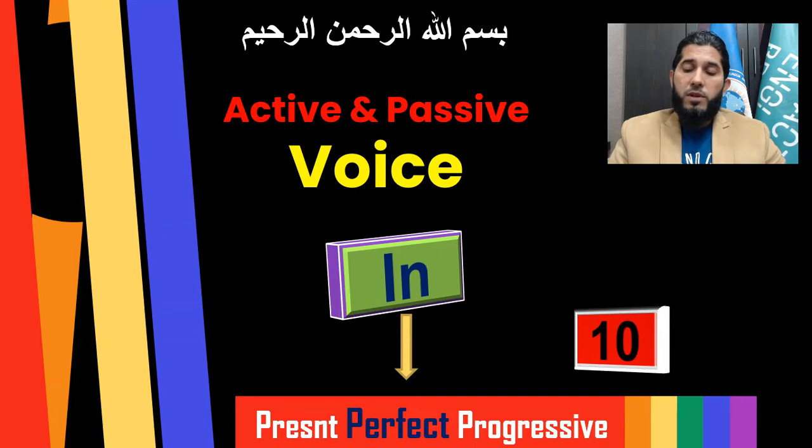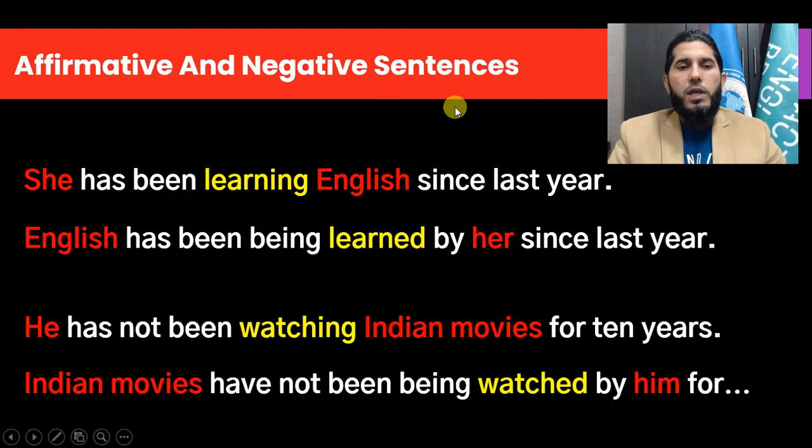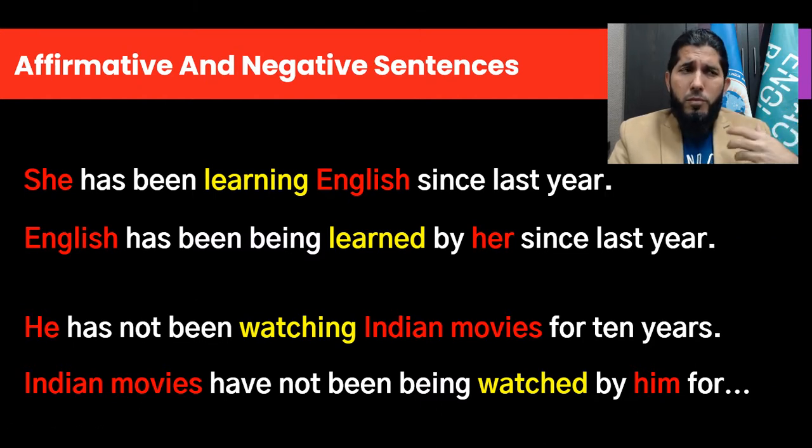Let's begin with Bismillahir Rahmanir Rahim. So, look at the first example. She has been learning English since last year. Keep in mind that whenever we use present perfect progressive tense, most commonly, the idea is that an action started in the past, continuously comes to the present time, and may or may not continue in the future. This is the main usage of present perfect progressive, or continuous, tense.